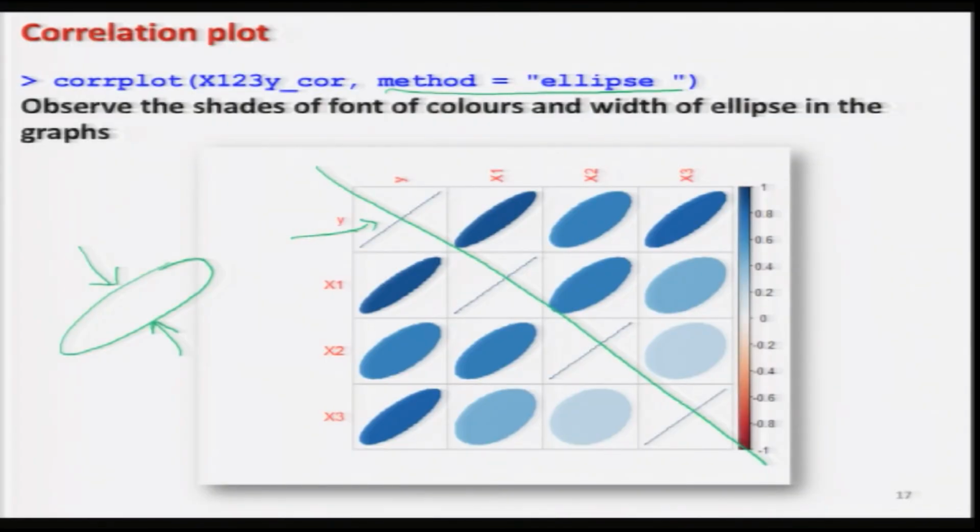So the width of the ellipse in the slide is indicating the correlation coefficient. On the diagonal element the correlation coefficient is 1, so the width is going to be very small. So the rule is that the width of the ellipse is inversely proportional to the correlation coefficient. The higher the value of the correlation coefficient, the lower the width is going to be.